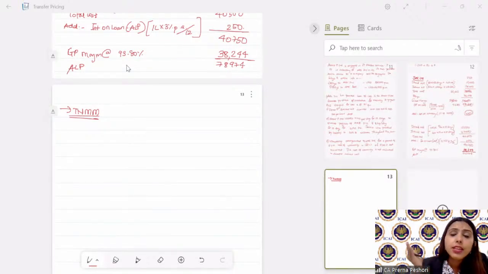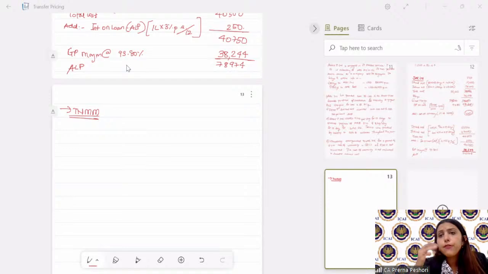It could be net margin on assets also, depending on the transaction and the nature of the entity. Why is that so? Because this is a residuary method. When none of the above methods are applicable, CUP, RPM or CPM, we go to TNMM.